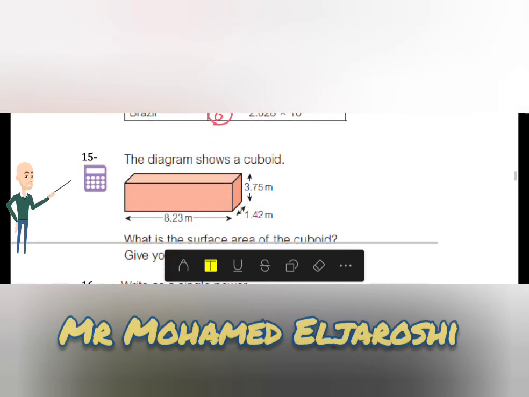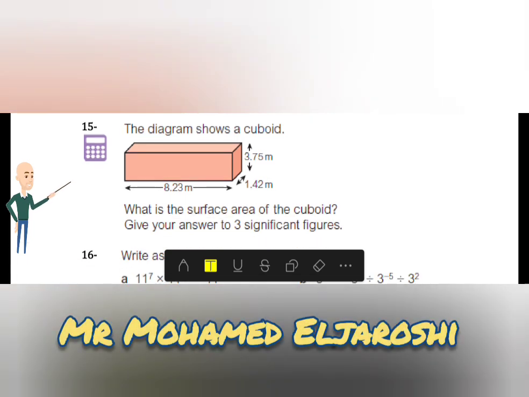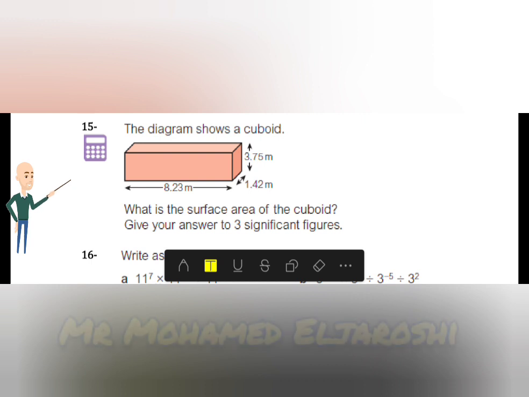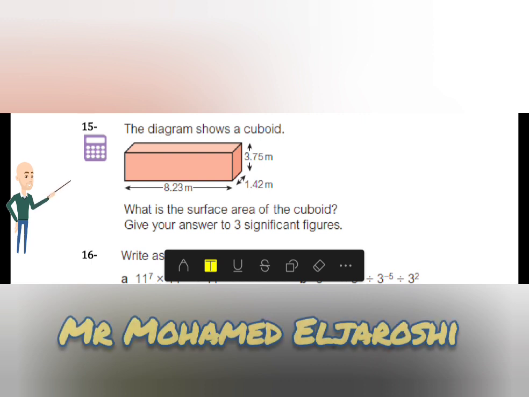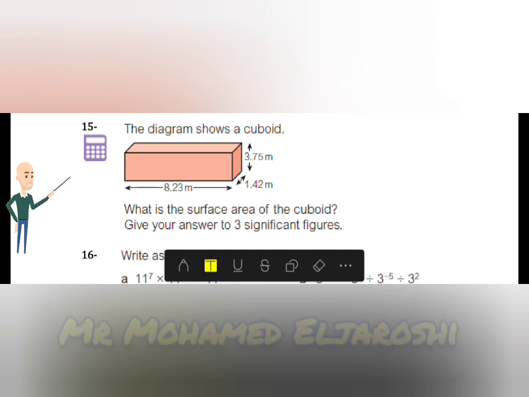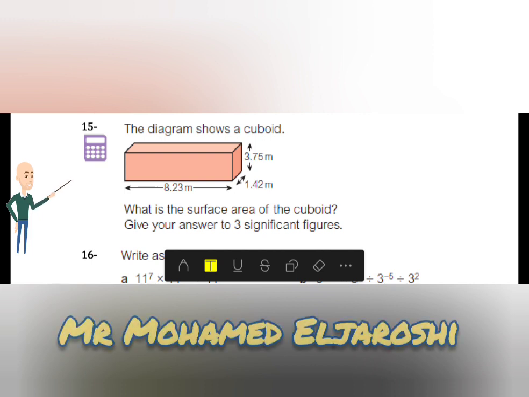Now, let's take a look at question 15. The diagram shows a cuboid, as you can see. What is the surface area of the cuboid? Give your answer to 3 significant figures. Now, to find the surface area of any 3D shape, you have to find the area of each part alone. And then this is a cuboid. Each part has two sides which are the same. So you can find one of them and multiply by 2. And then add them all together. So let's do it together.